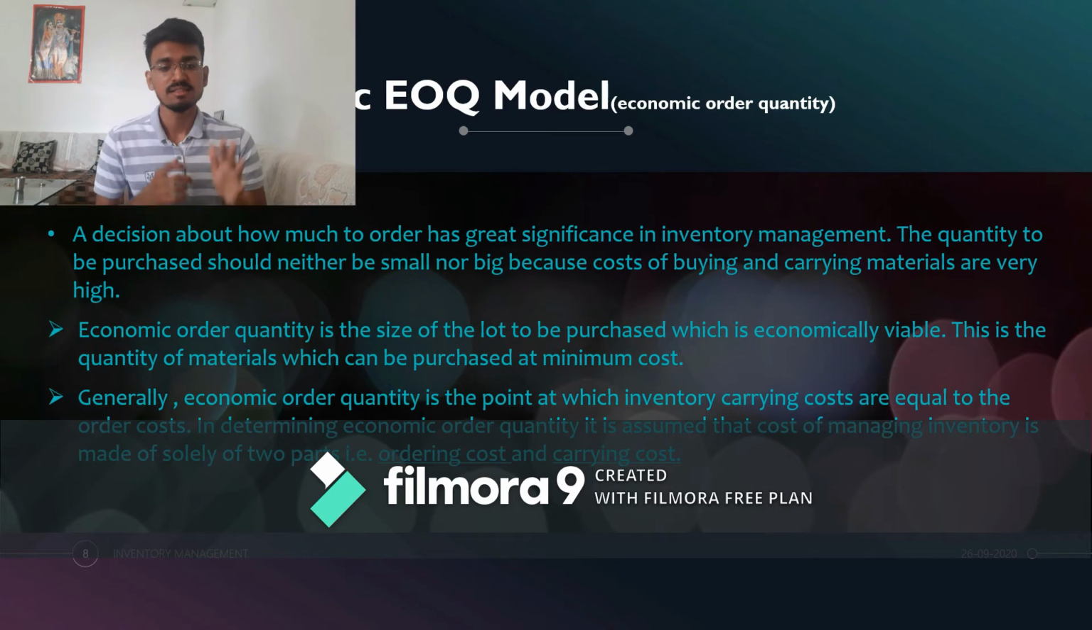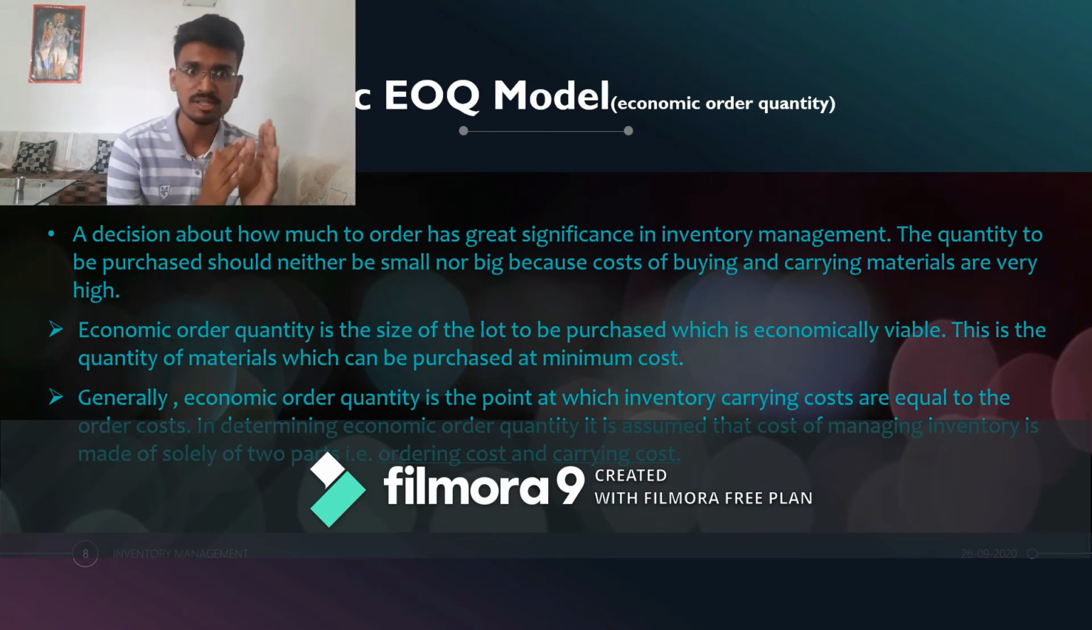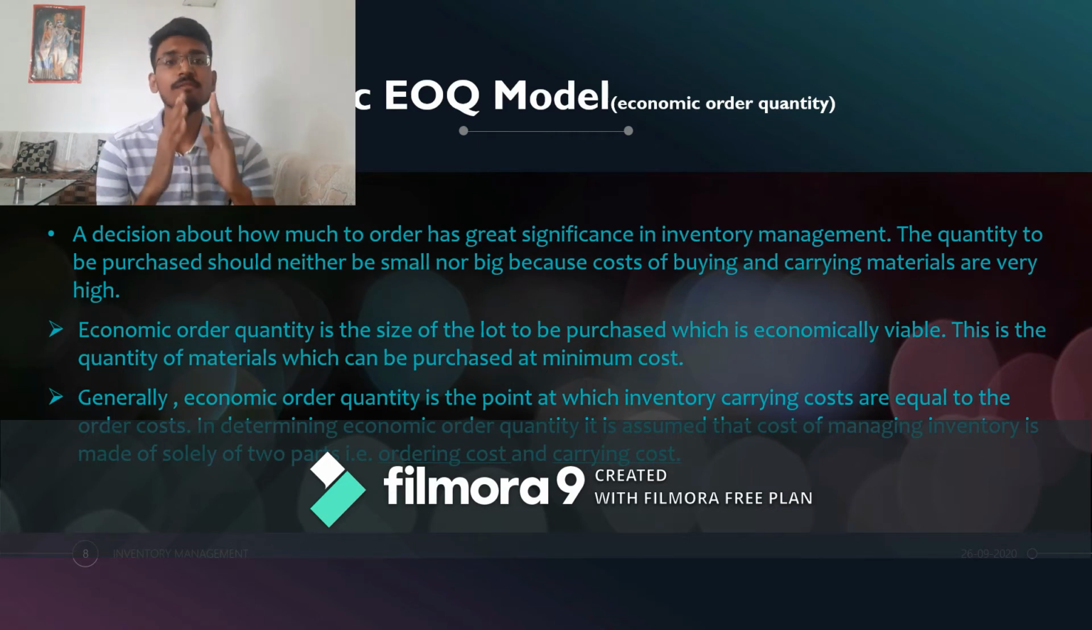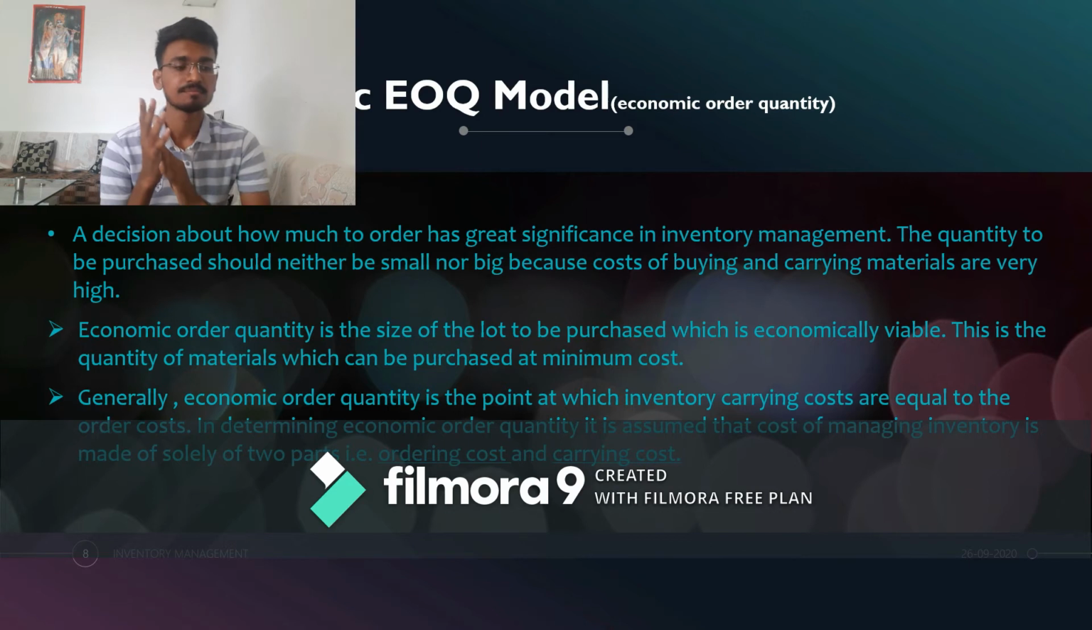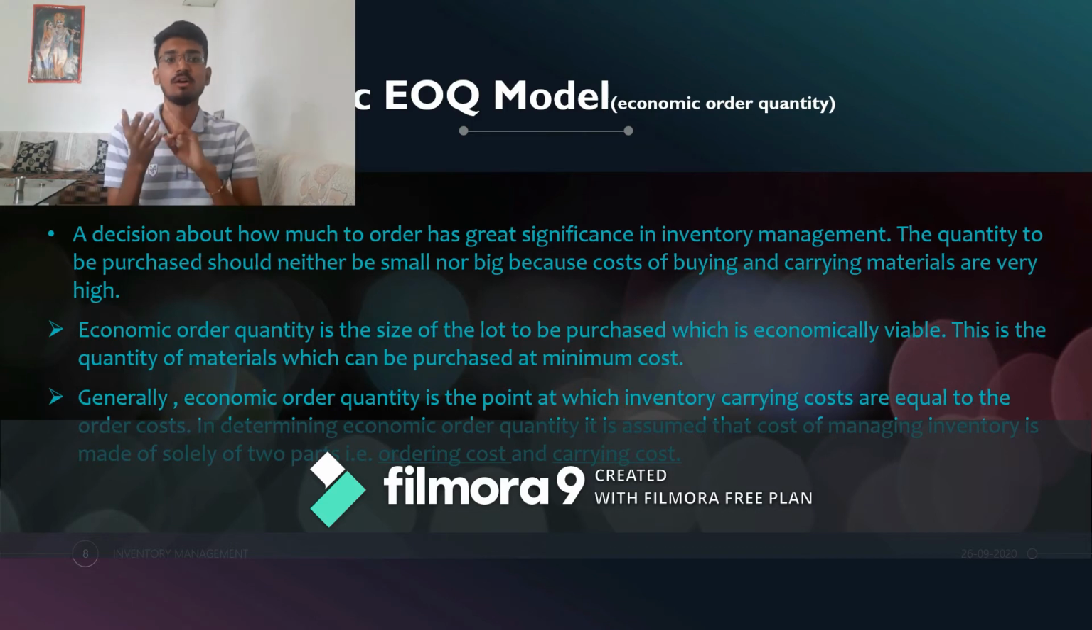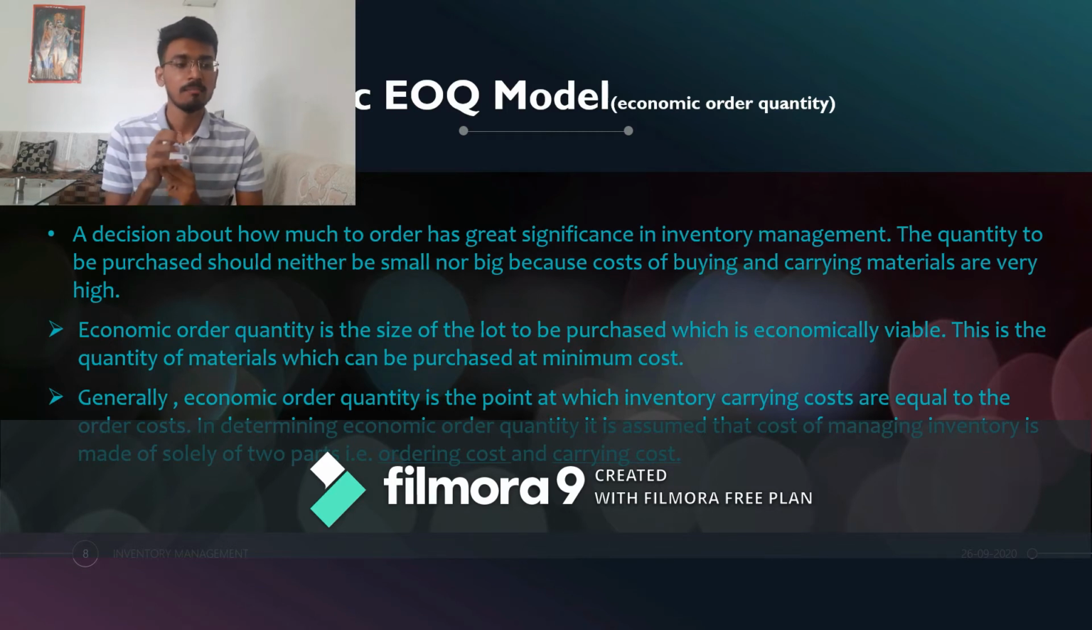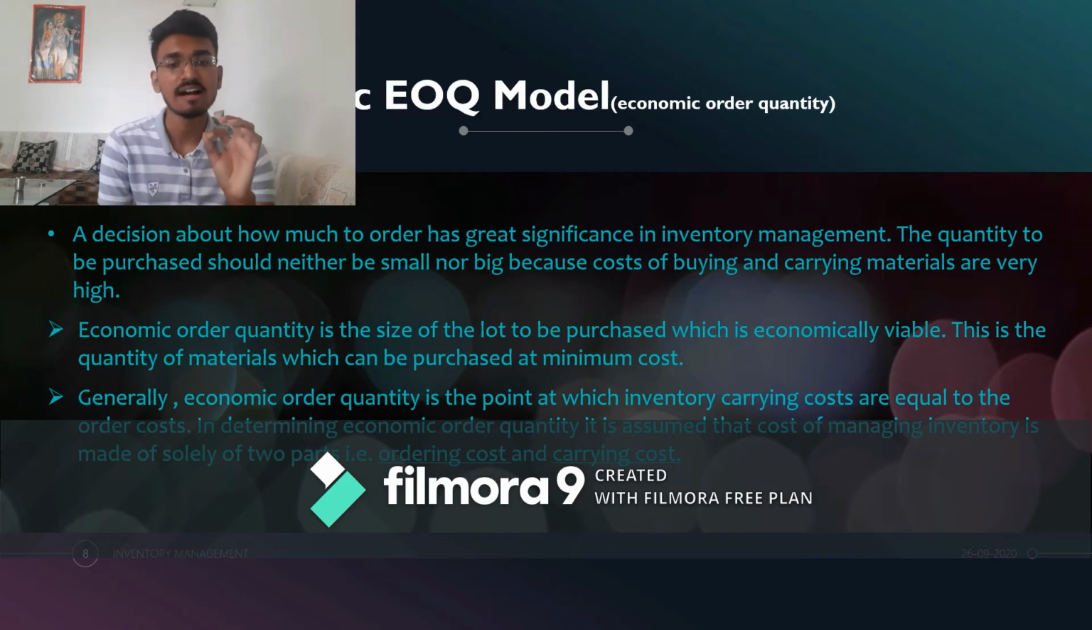The next thing is, in determining economic order quantity, we assume that managing inventory is made up of solely two parts. First is ordering cost and second is carrying cost. These are the only two parts for managing inventory. So next we will see the graph.